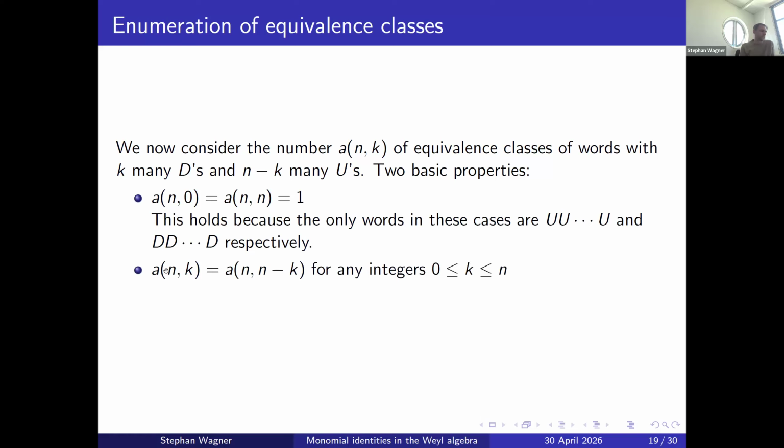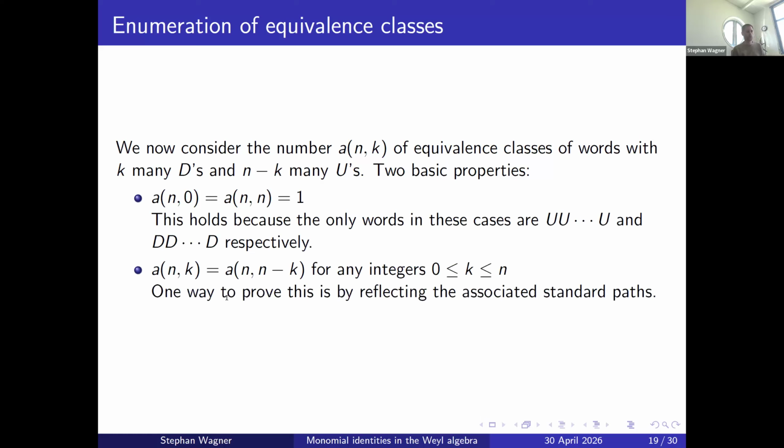And you also have this general symmetry, A_{n,k} is equal to A_{n,n-k}. So if you replace the number of D's by the number of U's and vice versa, you get the same number of words in your equivalence class. One way to prove this is by using the reflection on the associated standard paths, because that will turn U's into D's and vice versa.